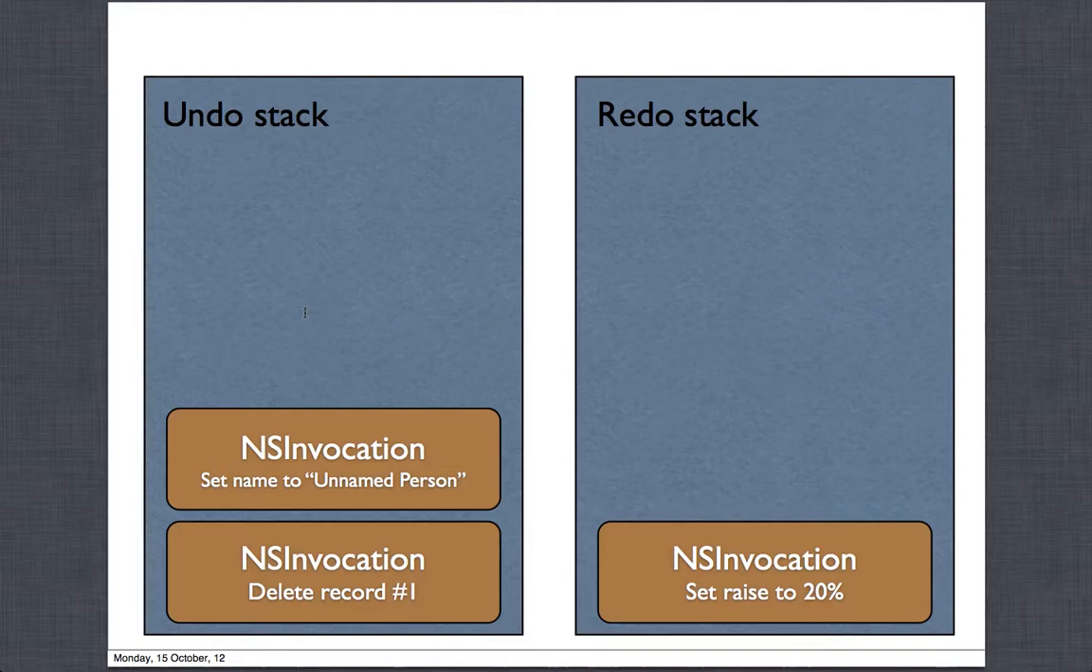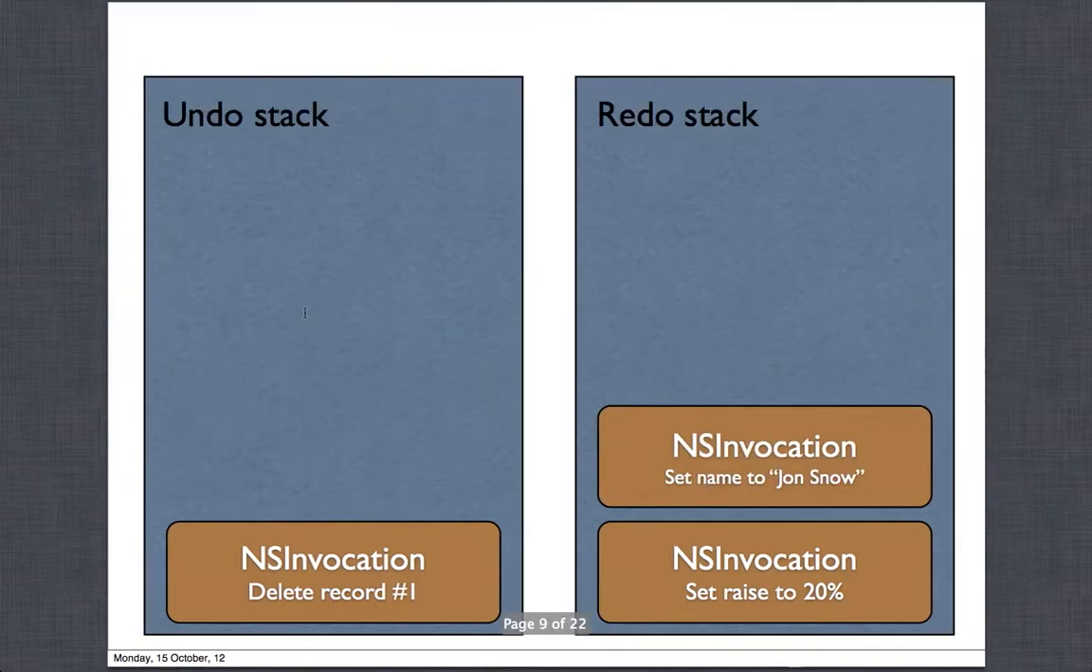So we have the inverse of the function that we used in undo in the redo stack, and it's set raise to 20%. And then the user hits undo again, and another message gets deleted from the undo stack, and another message gets pushed into the redo stack. So in undo, we're changing the name back to the original, and in redo, we're changing it forward to Jon Snow.